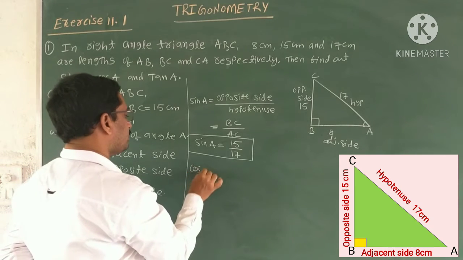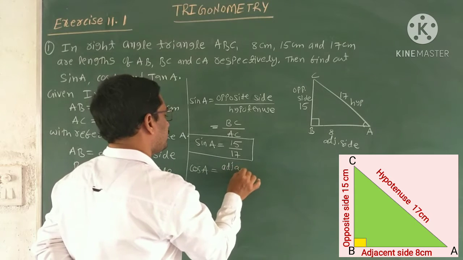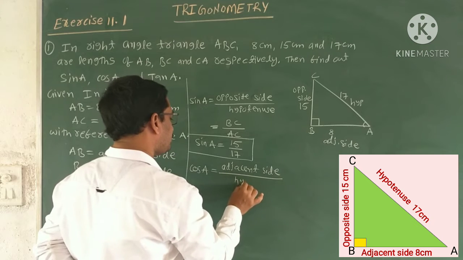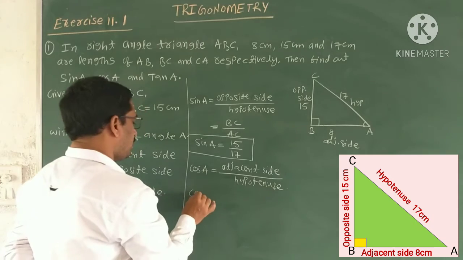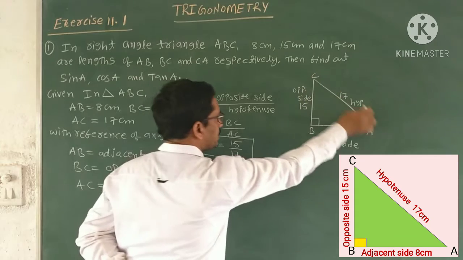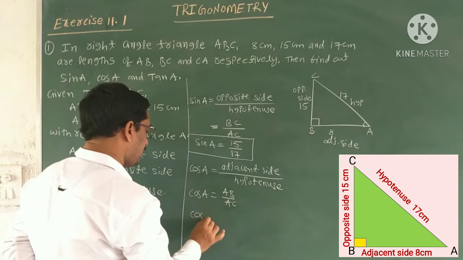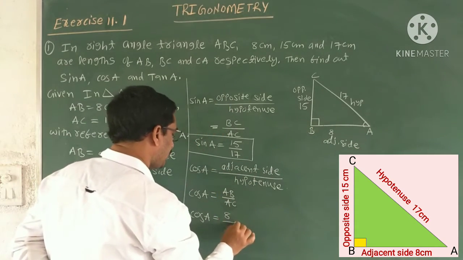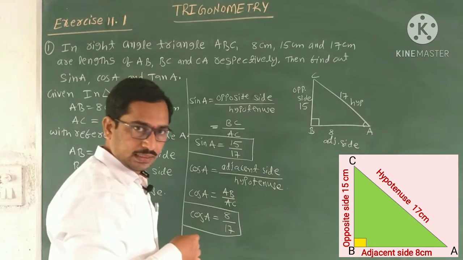Now find out cos A. Cos A formula, adjacent side by hypotenuse. Adjacent side means, adjacent side is AB, hypotenuse means AC. So AB by AC. So cos A equal to, so what is the measurement of AB? 8 centimeters by AC 17. So cos A equal to 8 by 17.